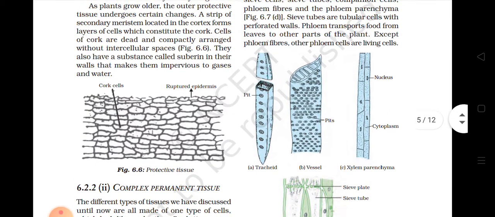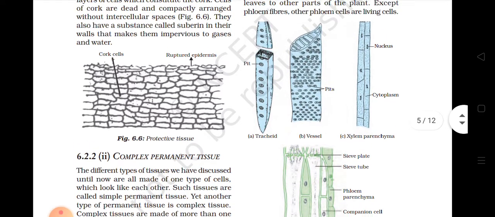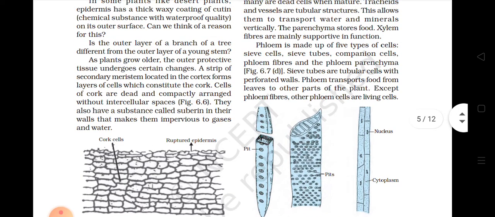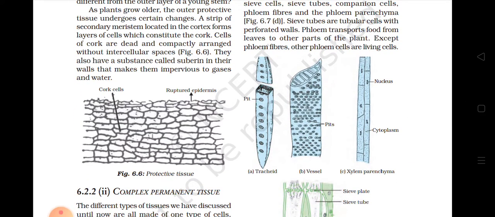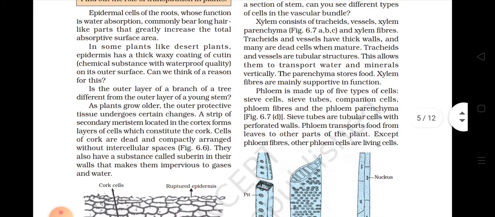Now we can see that xylem is divided into four different parts: tracheids, vessels, xylem parenchyma and xylem fibers. We have to remember the names of the parts of the xylem. Xylem consists of tracheids, vessels, xylem parenchyma and xylem fibers.